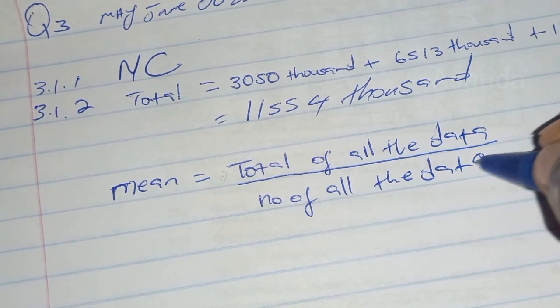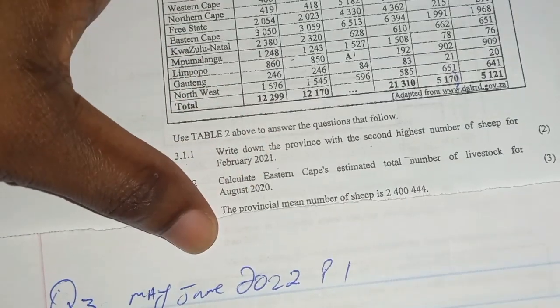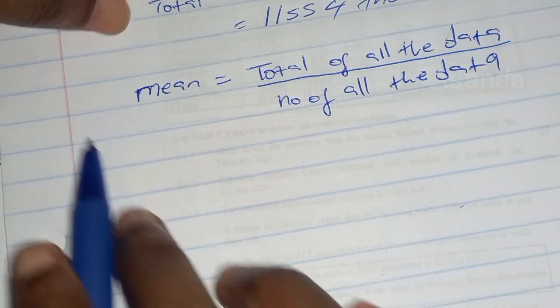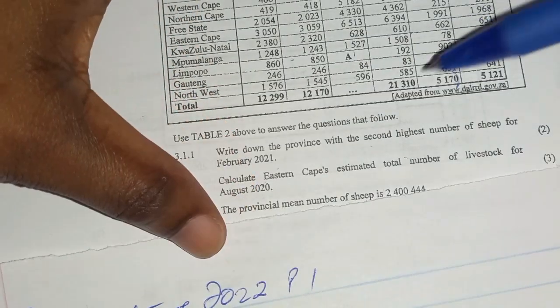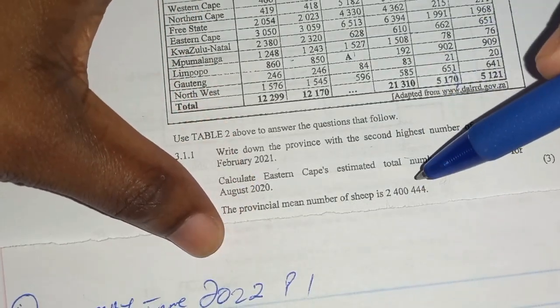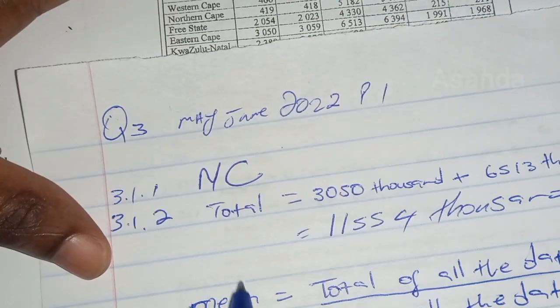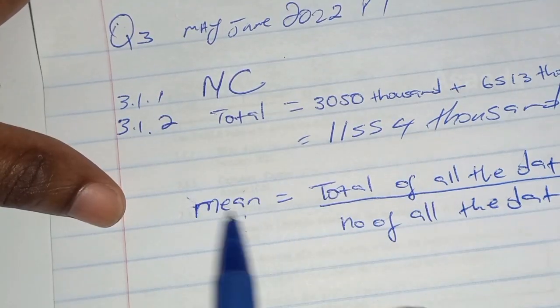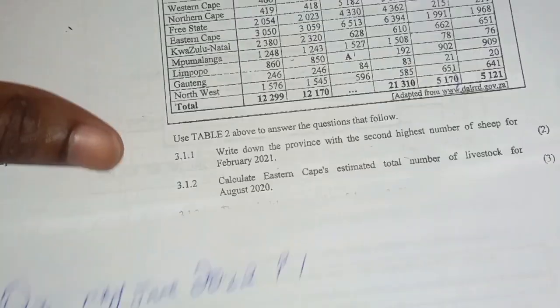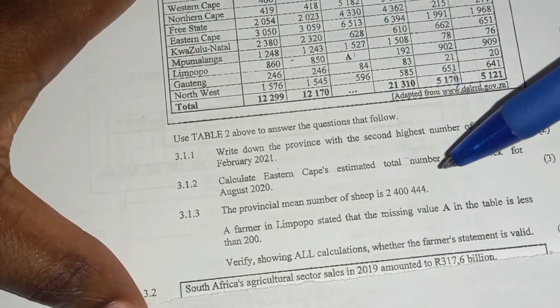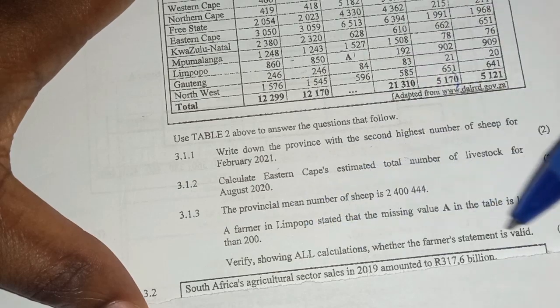What they're saying here is that when they used this formula to calculate the mean, they came up with an answer of 2,444,000, right? That was to calculate the mean. Now, they're not saying calculate the mean. They say we have the mean. We've calculated the mean. Use the mean to verify the statement here.